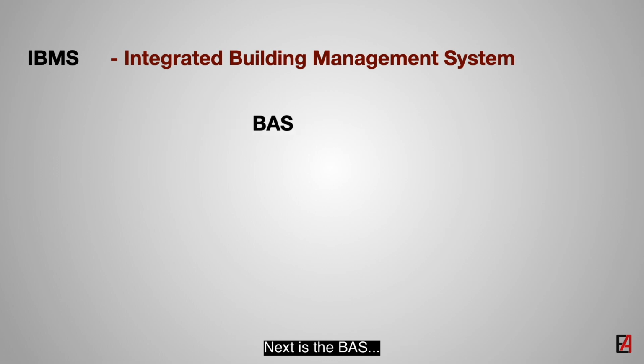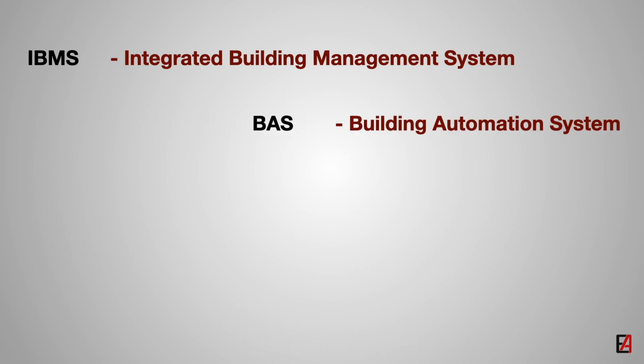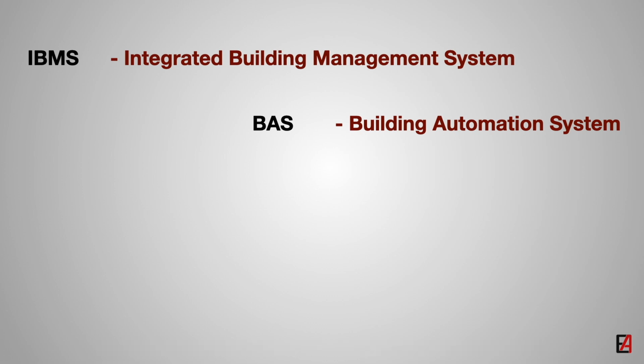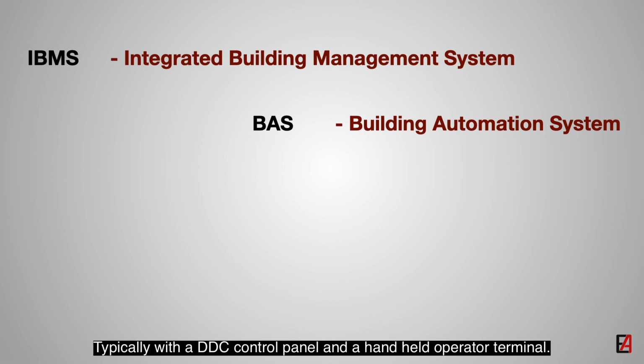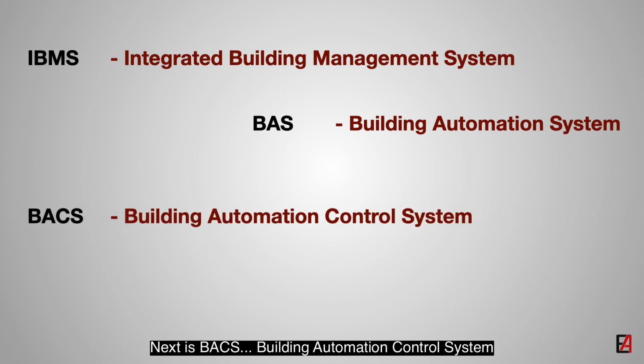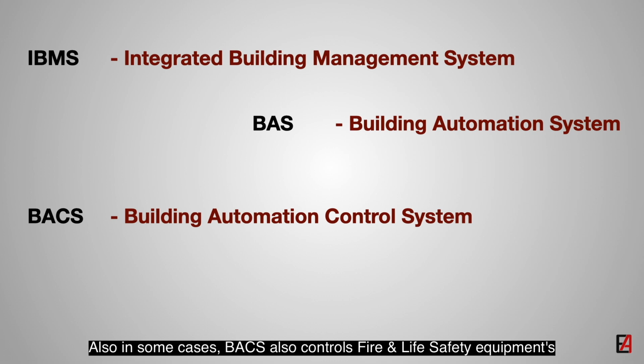Next is the BAS, Building Automation System. This is a standalone system without any management functionality, typically with a DDC control panel and handheld operating terminal. Next is BACS, Building Automation Control System. This is similar to a building management system, but in some cases PLC controllers are used with SCADA system. Also in some cases BACS also controls fire and life safety equipment.